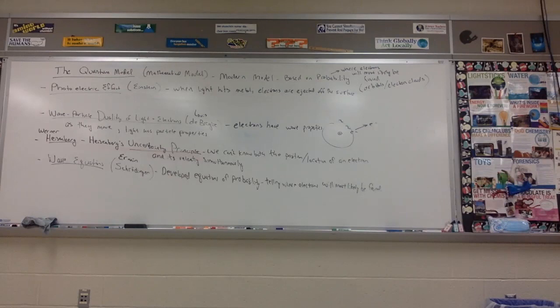So he defined or developed equations of probability telling us where electrons will most likely be found. His equations would say, okay, 90% of the time you're going to find this electron in this region. Doesn't mean it can't hop out of there.